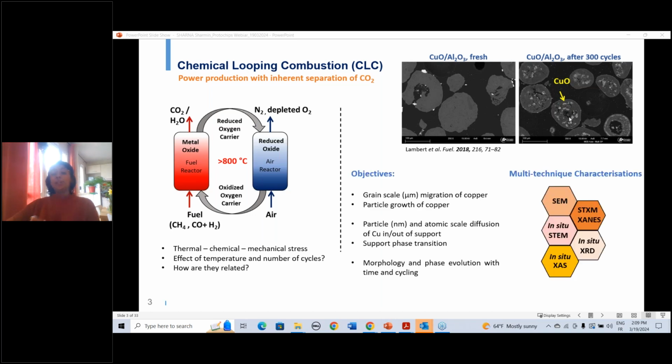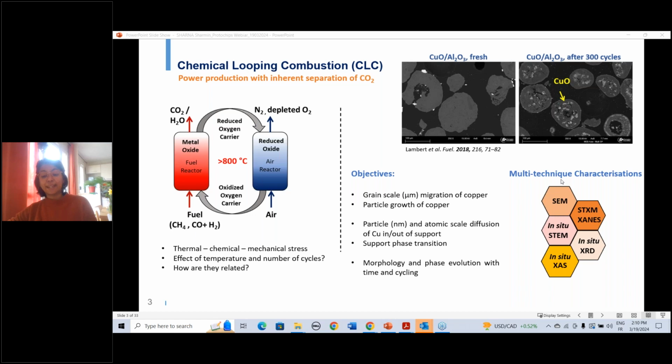So the objective here is to understand the material at two different scales. One is spatially, how the material is evolving. Another is temporally, how the material is changing over time. For the spatial overview, we have two different scales: how the material is migrating within the grains of the material, as well as particle growth and sintering of the copper phase.